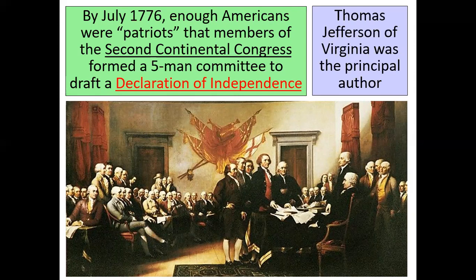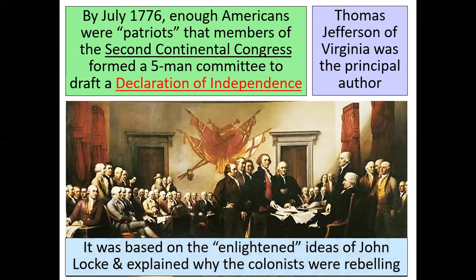One of the chief members of this committee being Thomas Jefferson, who is the primary author. He wrote the vast majority of the Declaration of Independence based on the enlightened ideas of John Locke, and explaining why we're even going into rebellion. They're going to lay it all out there on the table for the king and parliament to see.